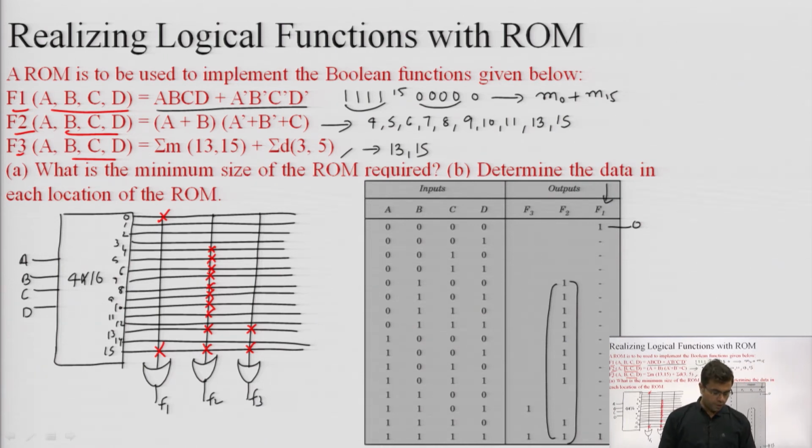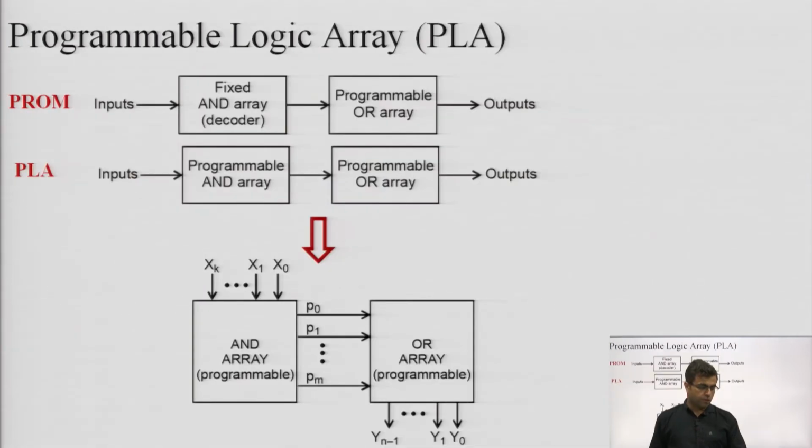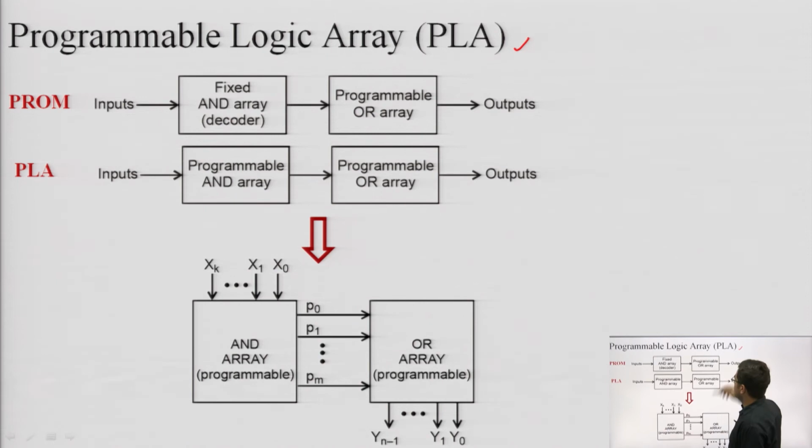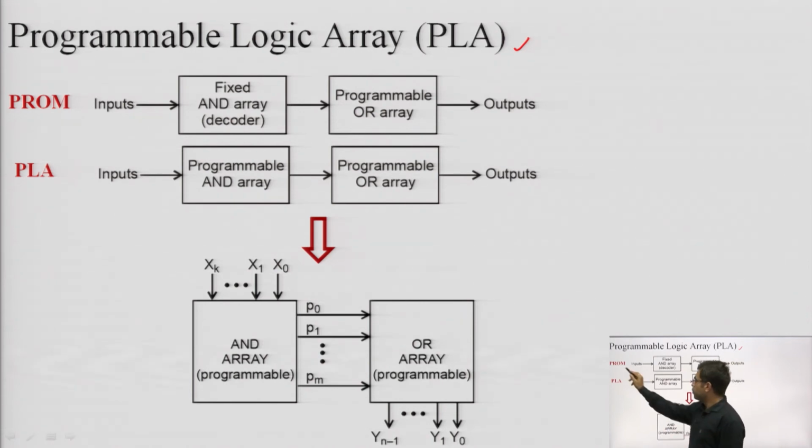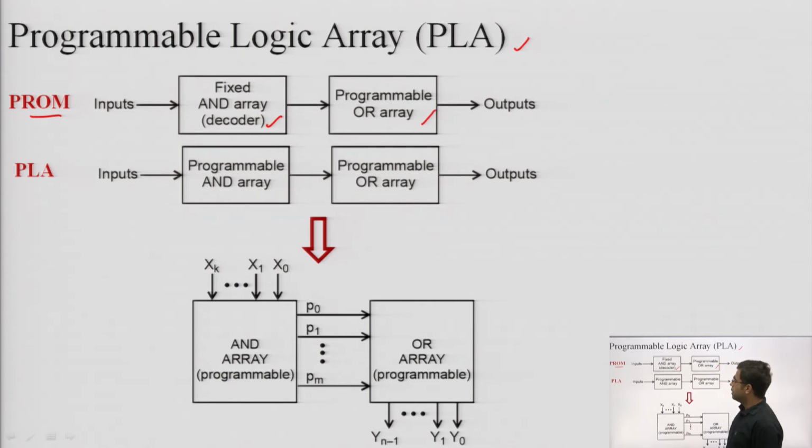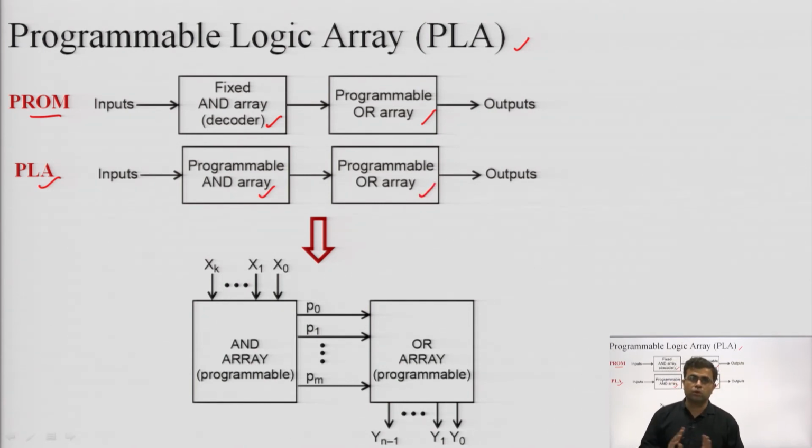Okay. So, let us move to the next programmable logic device, which is PLA. PLA stands for programmable logic array. Like in PROM or ROM, we had a fixed AND array and a programmable OR array, but PLA gives me flexibility: the AND array will also be programmable, and the OR array will also be programmable. That means there will not be a decoder now. We will be using separate AND gates as per my requirement.